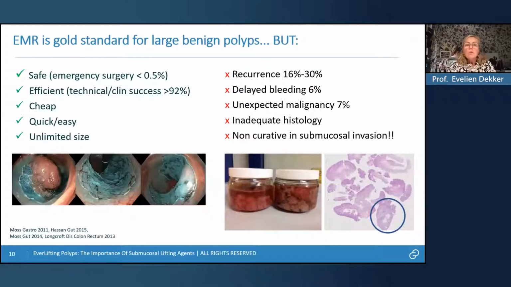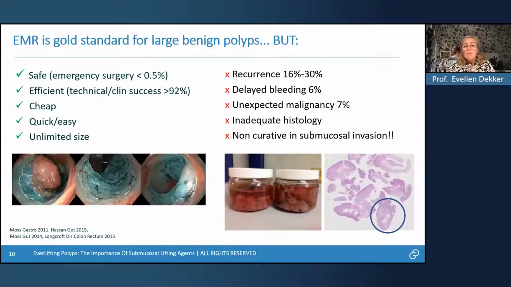So EMR is the gold standard for large benign polyps, as you know, but there are also some disadvantages about endoscopic mucosal resection. The advantages are that it's a safe procedure with very few emergency surgeries, especially in expert hands. It's an efficient technique to remove benign polyps with a technical and a clinical success of over 92%. It's relatively cheap. It's quick and relatively easy, and the size of those benign lesions can be rather unlimited. It's more the location that might limit you a little bit.